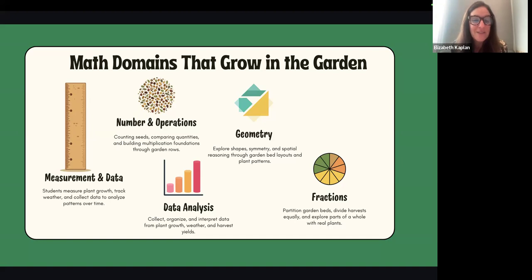For numbers and operations, counting seeds, comparing quantities, and building multiplication foundations through garden rows is really applicable, particularly in third grade when we're learning to multiply. Geometry: shape, symmetry, spatial reasoning through garden bed layouts and plant patterns. And last but not least, fractions. Once you get to third grade and on up, fractions are extremely important, but also really, really challenging. For that reason, making those concrete is something that teachers always strive to do. We have a lot of fraction manipulatives, but it's really easy to do in a garden.